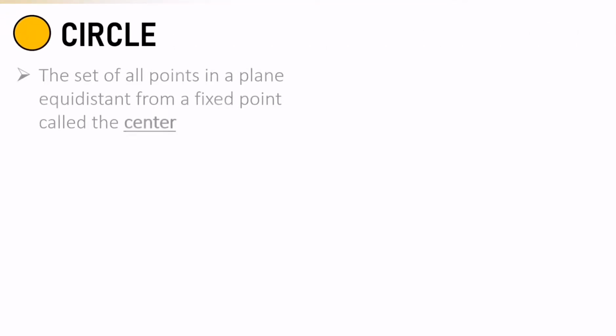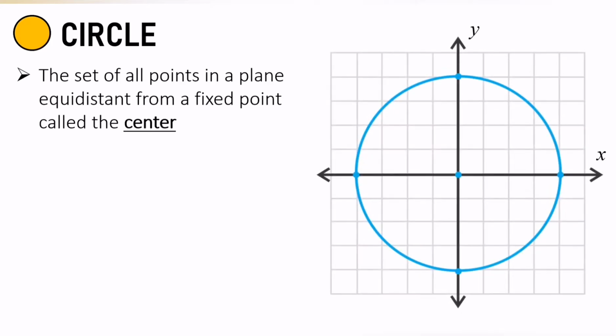Let's start with circle. A circle is the set of all points in a plane equidistant from a fixed point that we call center. So this is what a circle looks like.